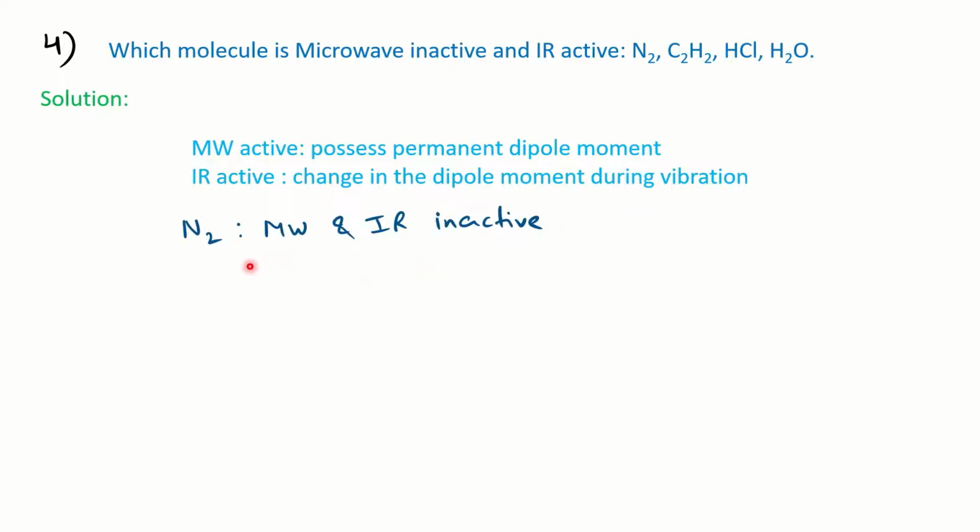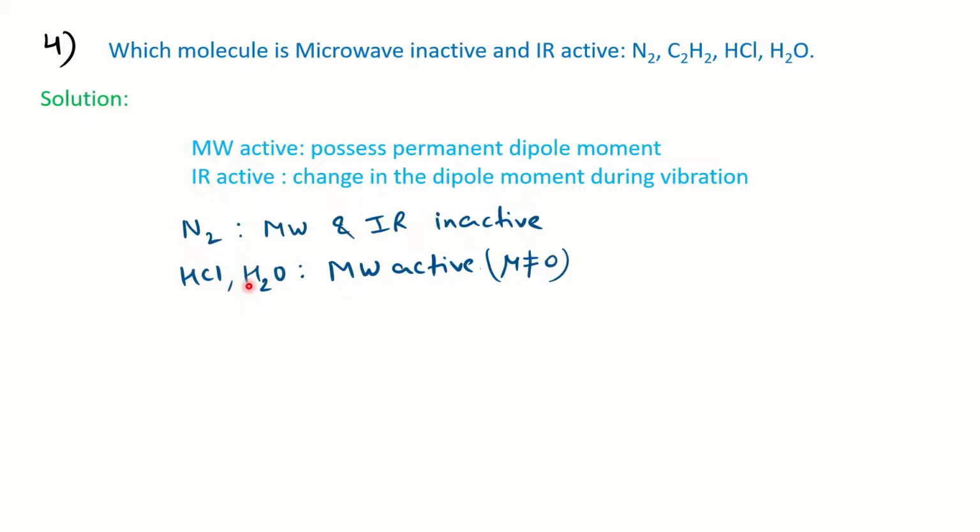So let's see, nitrogen, it doesn't have any permanent dipole moment, neither is it having a change in the dipole moment, right? It doesn't have any dipole moment, so it is microwave as well as IR inactive. So this is ruled out, nitrogen. Then you have HCl and H2O, both are having a permanent dipole moment, right? Because partial separation of charge is there in both the cases.